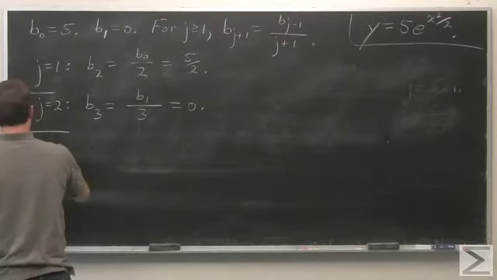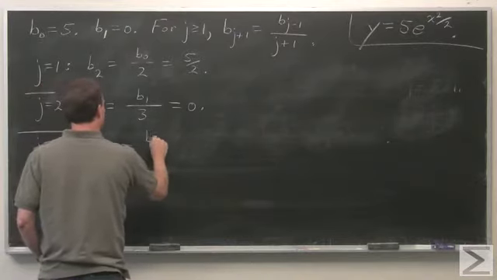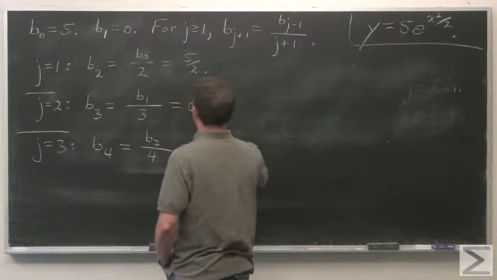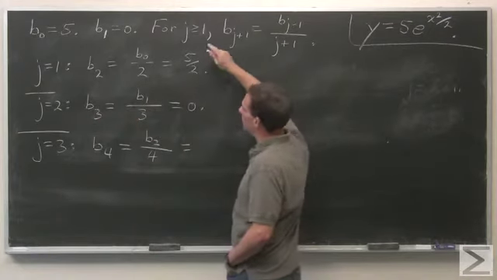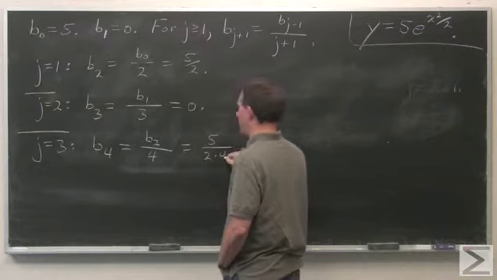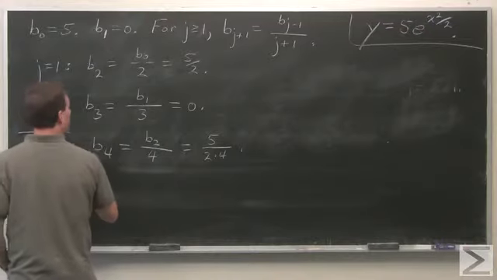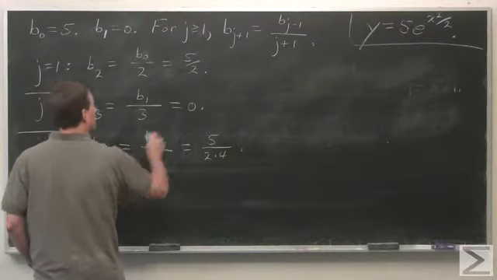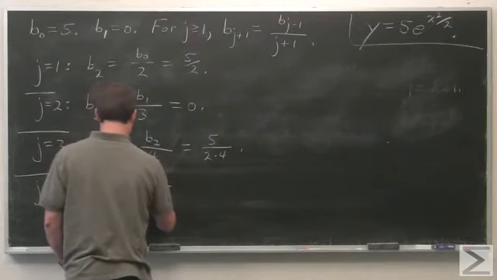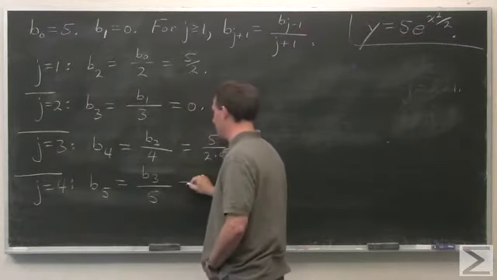When j is 3, you get b sub 4 equals b sub 2 over 4. We had b sub 2 is 5/2, so we get 5/2 over 4. When j is 4, you get b sub 5 equals b sub 3 over 5. But b sub 3 was 0, so this is 0.